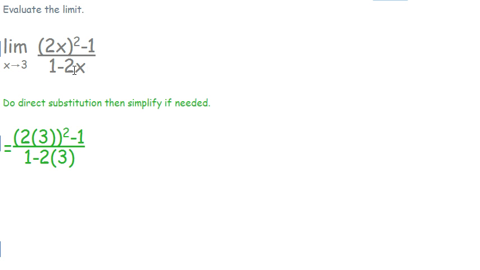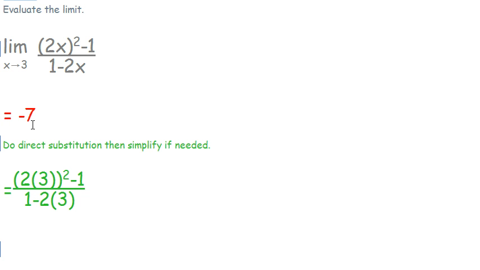So we take a 3 and we plug it directly in. That's doing the direct substitution, and we're going to end up getting 1 minus, and this is 6, so we're going to get a negative 5 in the denominator. So what we're really concerned about is if we end up getting a 0 over 0. And of course the answer here, I'll go ahead and hit that, is negative 7.